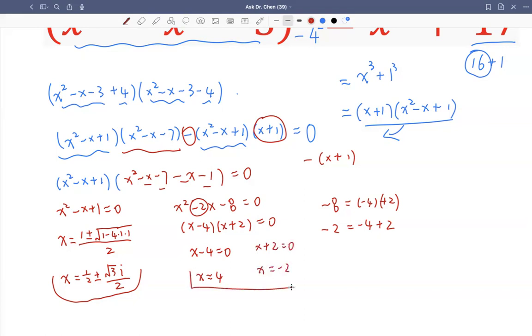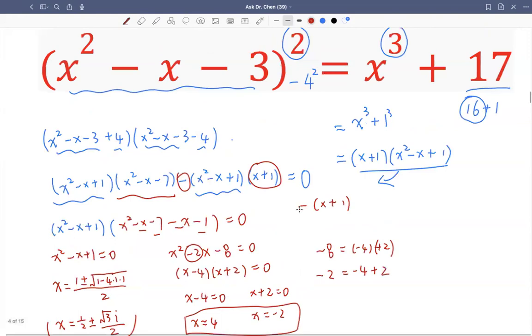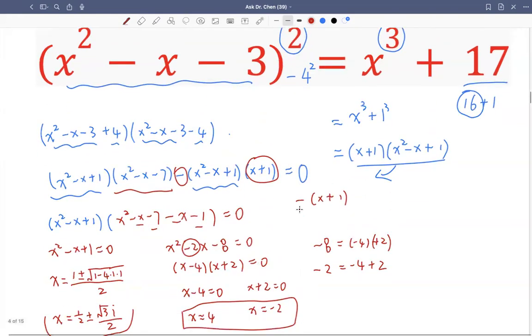So we have two real solutions, which are actually rational solutions, and then we have two imaginary, or complex, solutions. So for this polynomial degree 4 equation, we get 4 solutions.